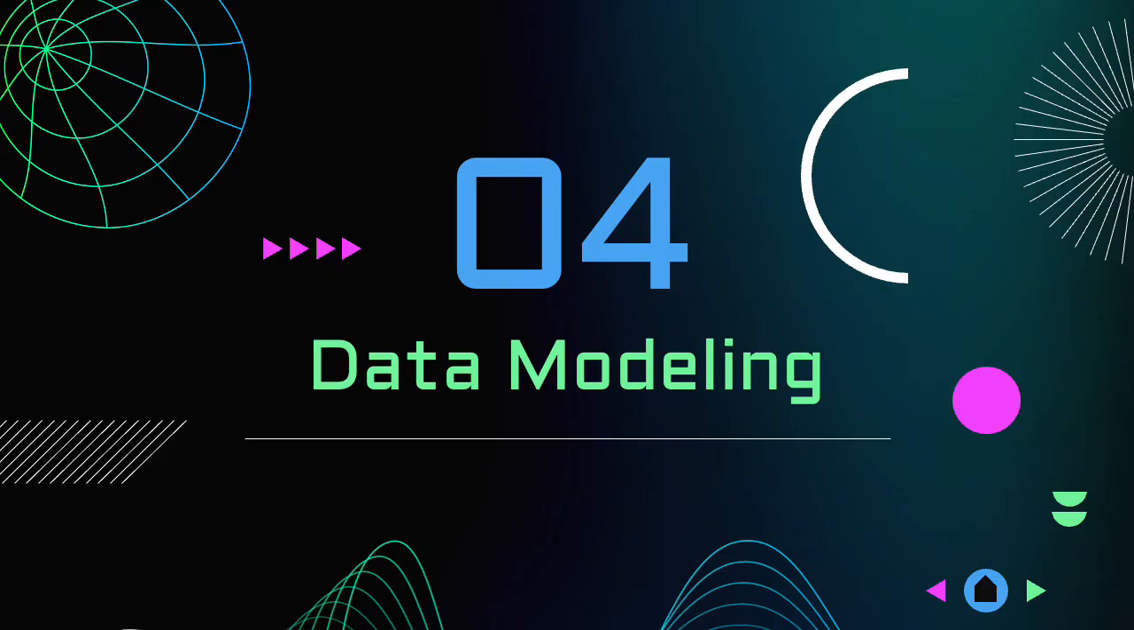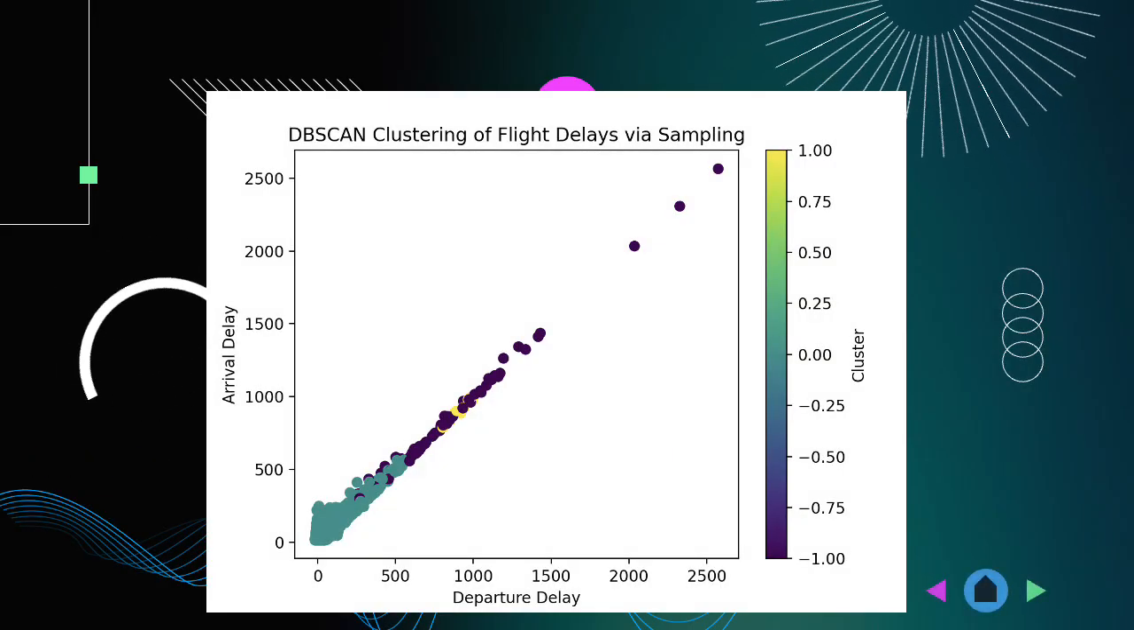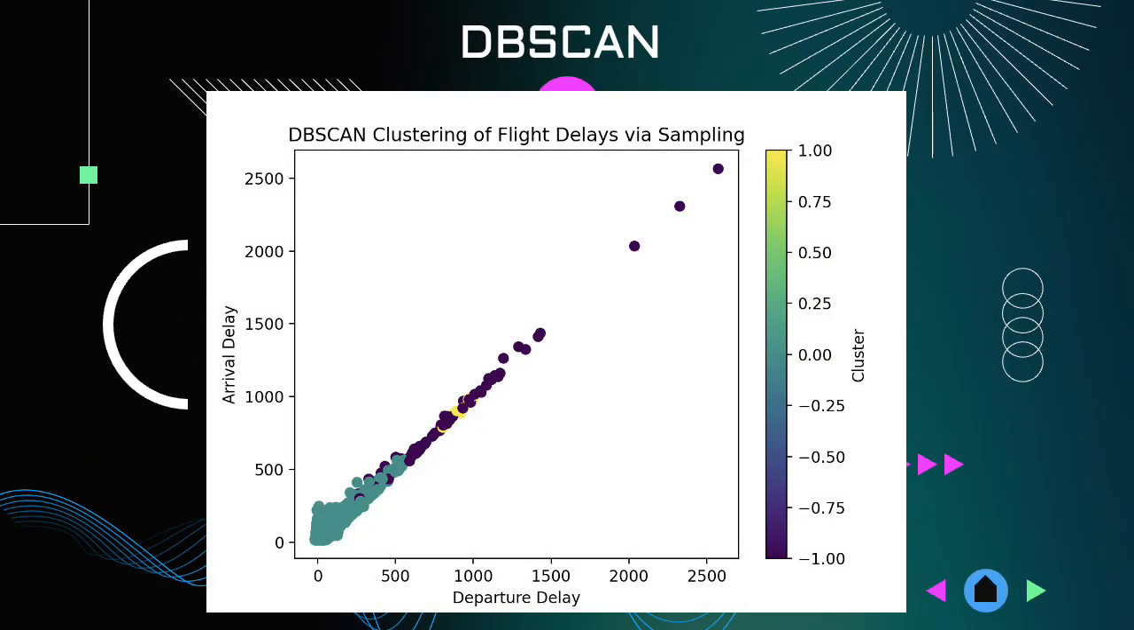Now we'll discuss how we've modeled our data thus far and how we plan to continue modeling it in the future of our project. This is the result of applying dbScan to a sample of 10,000 data points within our dataset. Unfortunately, this data model didn't yield the results we had hoped for, as many of the data points or flights within the dataset are labeled as outliers, and most are within very similar clusters. However, we can still gain some useful information from this model.